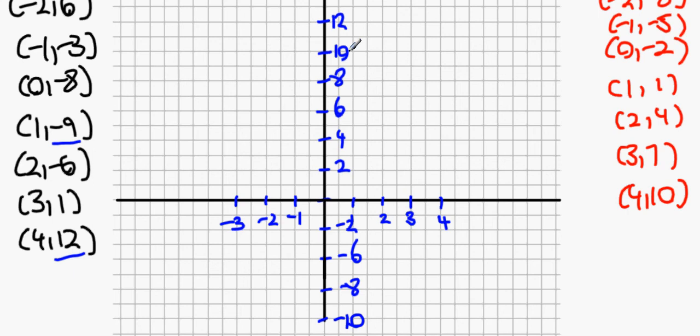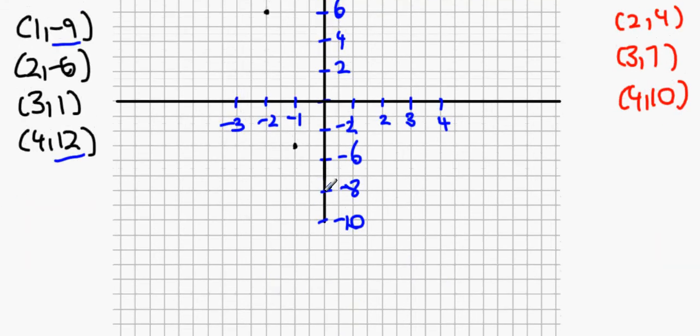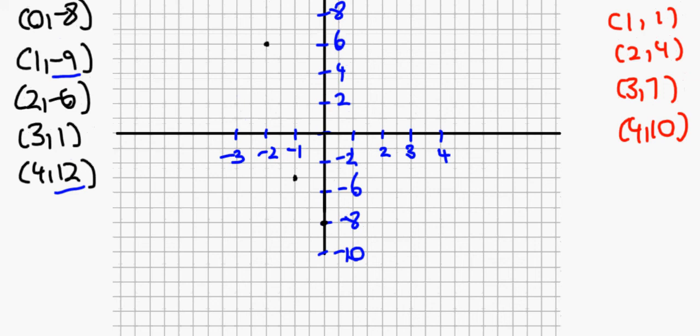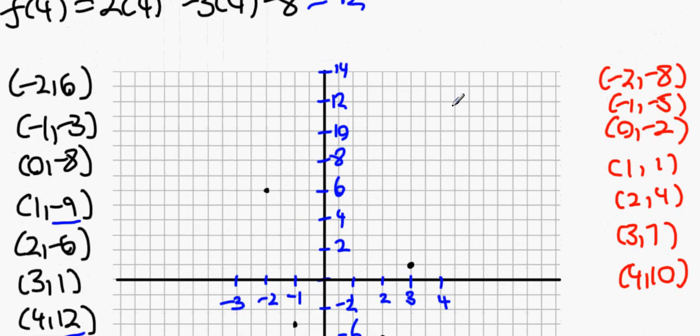And when we're starting off with the graph, we're going to get minus 2, 6. It's going to be this one here. We're going to get minus 1, minus 3. This one here. 0, minus 8. This one here. We're going to get 1, minus 9. It's going to be down here. We're going to get 2, minus 6, which will put me here. Then 3, 1, which will put me here. And then finally 4, 12, which will put me all the way up here.